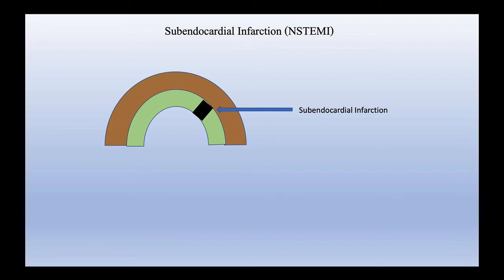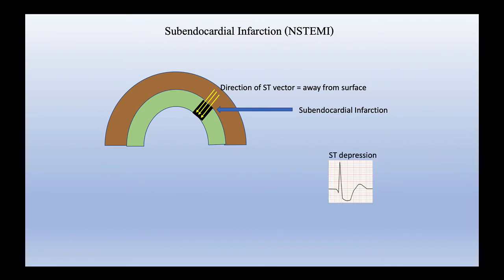So in the subendocardial infarction, which you might usually see in a non-ST elevation MI, your ST vector is going to move away from the surface because you have viable myocardium on the outside. The direction of the ST vector is going to be away from the surface. That is why when you see an ECG, in the lead which is involved, you will get an ST depression, because the ST vector is moving away from the surface.